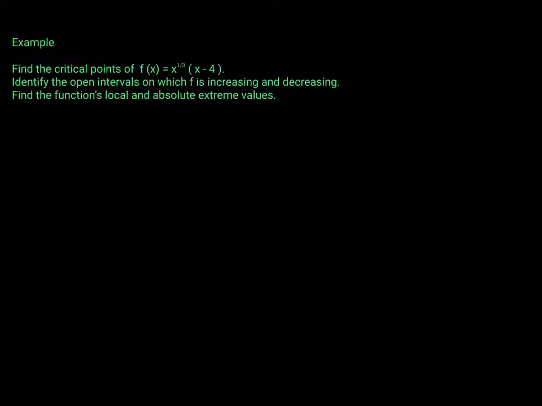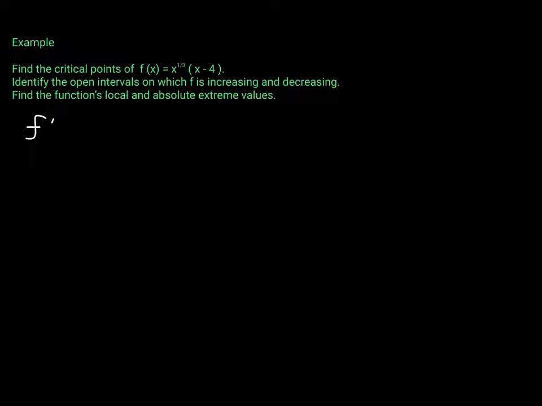We have a function here, x to the power of 1/3 times x minus 4. We want to find the critical points of this function. Once we have the critical points, we can identify the open intervals on which this function is increasing and decreasing. And then finally, find the function's local and absolute extreme values. All right, let's start with the derivative of this function.